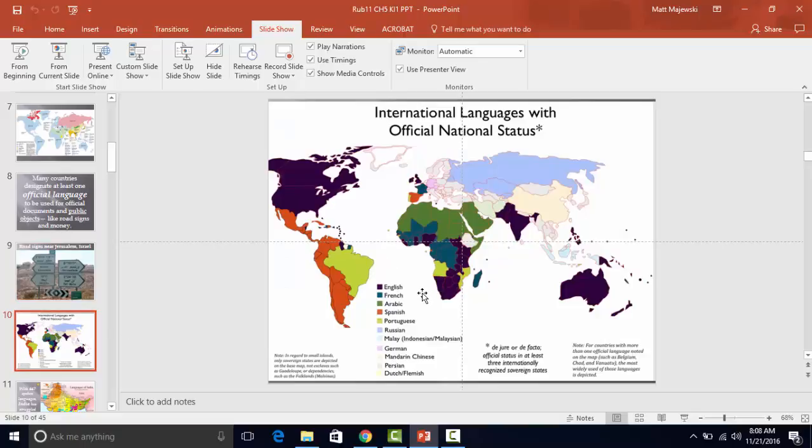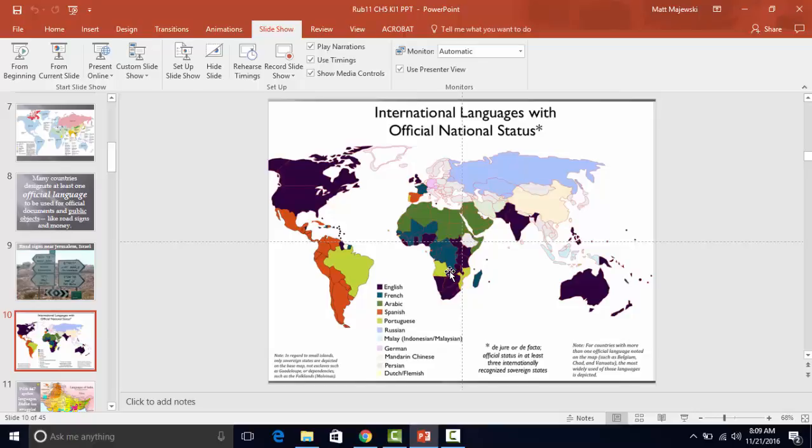International languages with official national status. All right. So as you can see here, right, United States on there. I don't know if we would consider ourselves to have an official language, but English is the most common de facto or kind of de jure language that is spoken. As you can see, it's English throughout North America, Spanish throughout Central and South America, with the exception of Brazil, right? Which, of course, speaks Portuguese, as you can see.